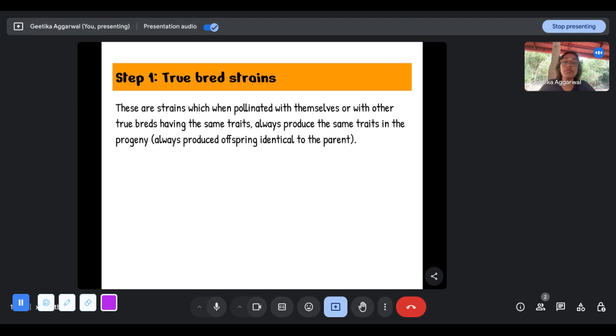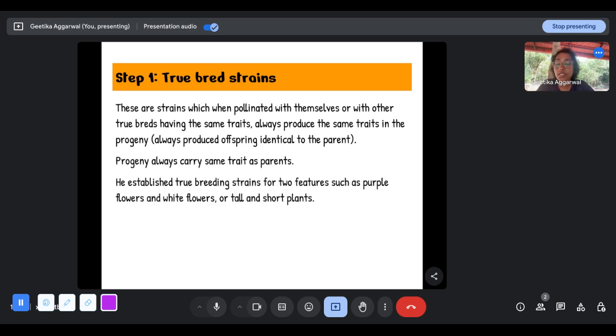So this was his first step, that he made these true bred strains. So he kept self pollinating these plants over and over and over again till he reached a point that they no longer gave you any other progeny apart from that true bred strain. Okay, and then so progeny always carried the same trait as the parents.